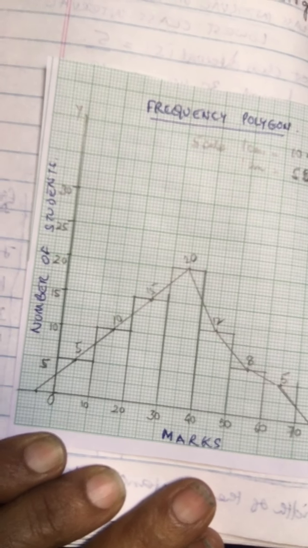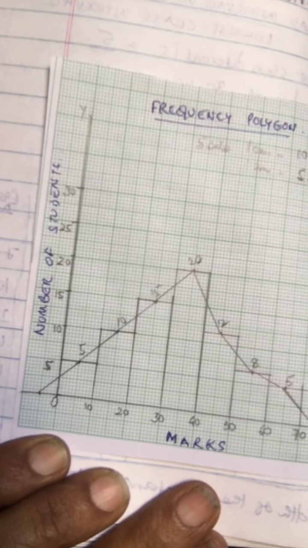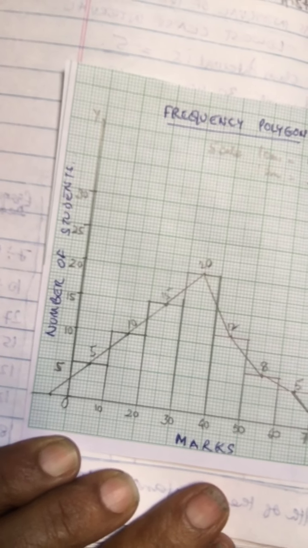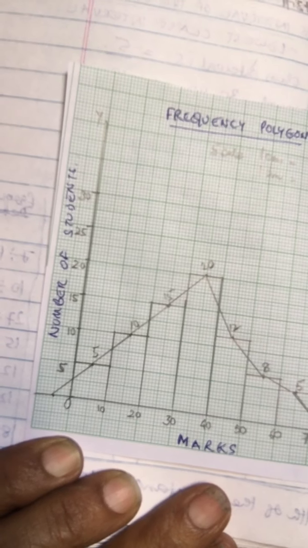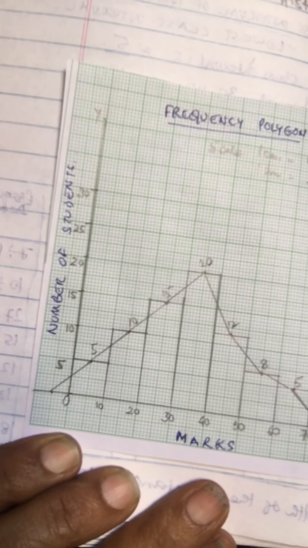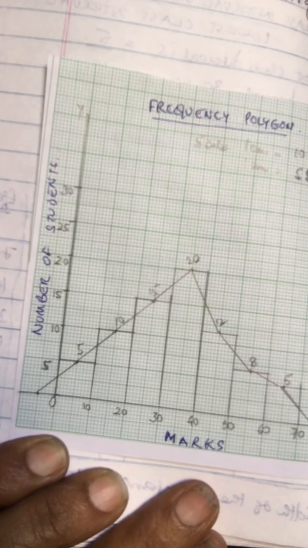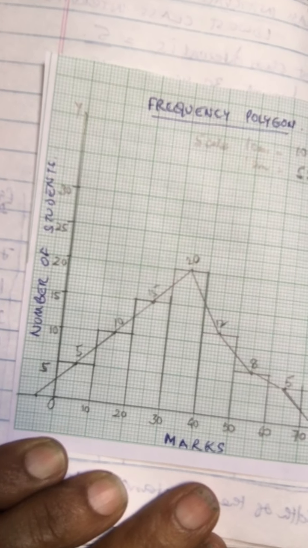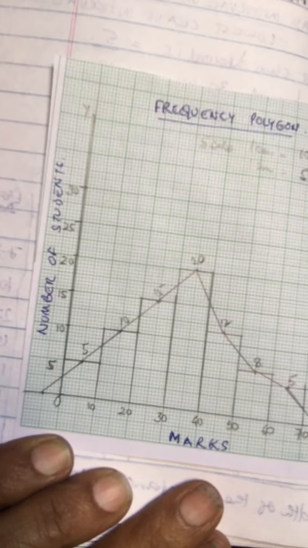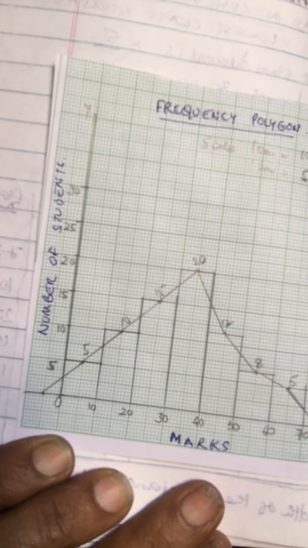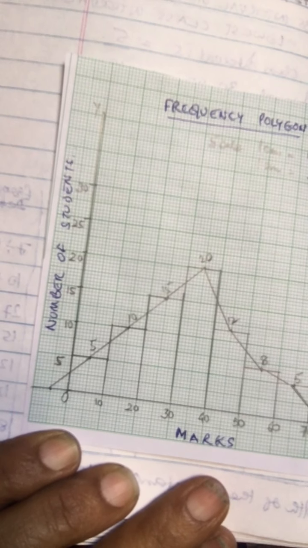Both sides of the frequency polygon are extended to meet the x-axis at the midpoints of the immediately lower and higher class interval of zero frequency. Now why is this done? This is done to ensure that the area of the frequency polygon is the same as that of the histogram. Midpoints are joined using a ruler to make a straight line.